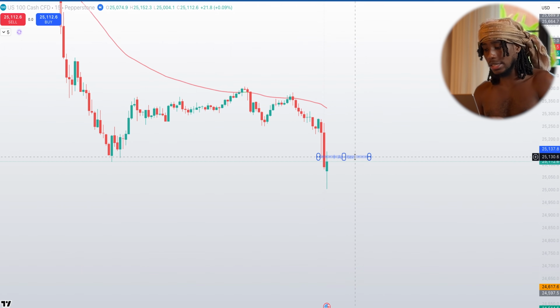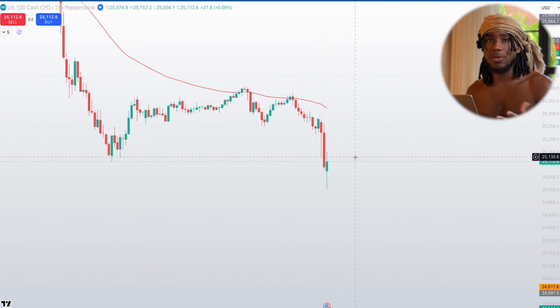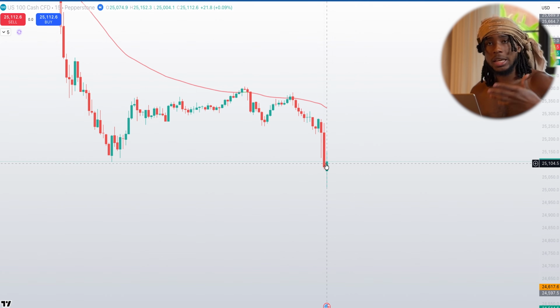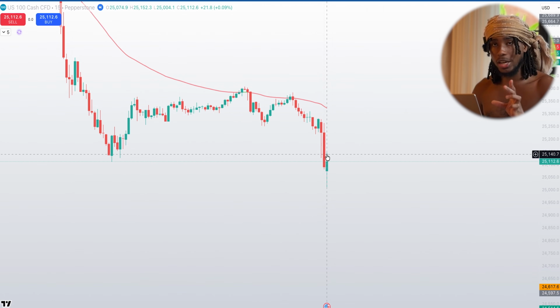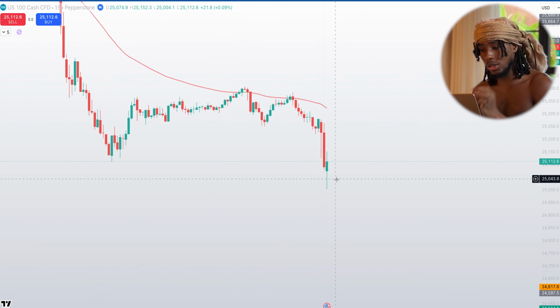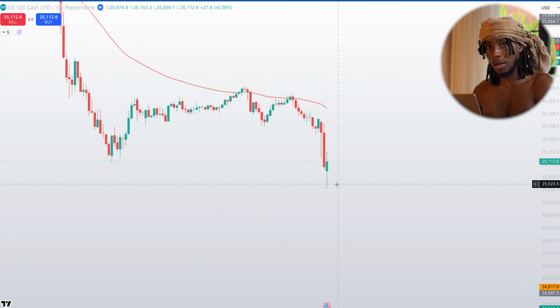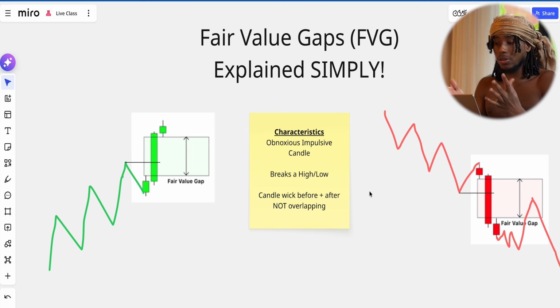Okay, so in these instances, you cannot use this as a fair value gap. Unfortunately, you just gotta let that go. It is what it is. That is not a fair value gap. You need to actually have a gap between the wicks of the candle before and the candle afterwards in order for it to actually be a fair value gap, okay? All right, so honestly, that is fair value gaps explained simply.